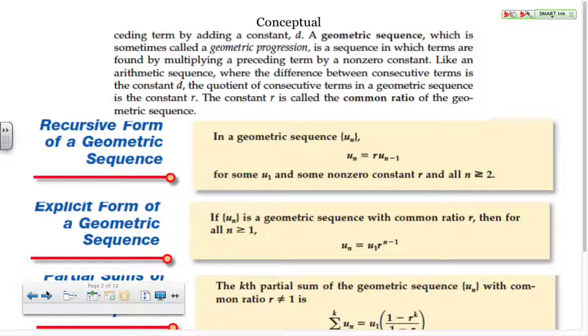So, for example, if I had a geometric sequence with a common ratio of, say, 5, when I started with 2, my next one would be 10, my next one would be 50, my next one would be 250. These move very quickly up into the big numbers. So the recursive form of a geometric sequence, we take u sub n minus 1. Remember, recursive is about finding the number right before it, and we multiply it by r. That's how we get the very next term.